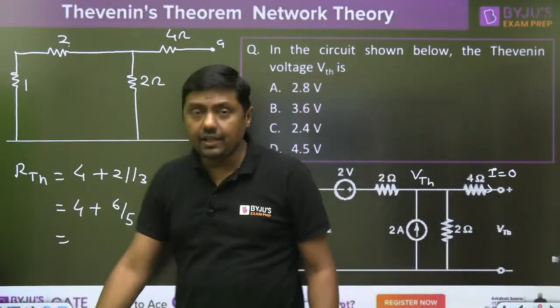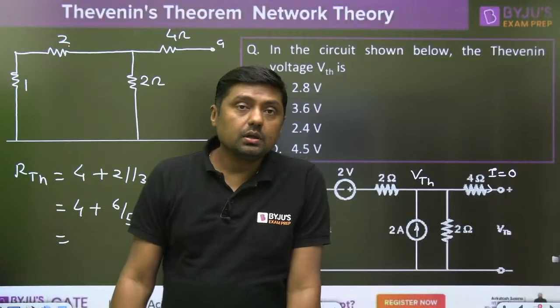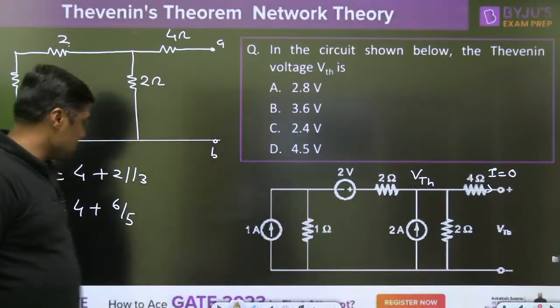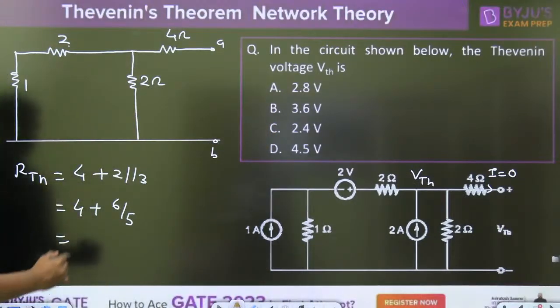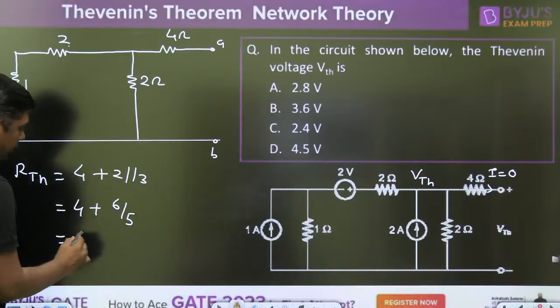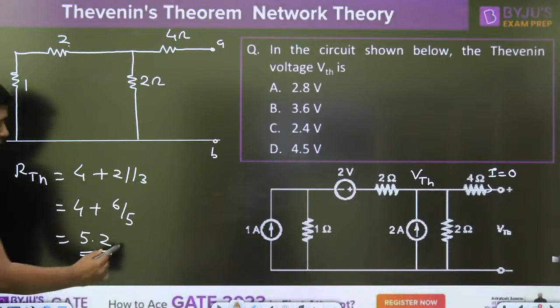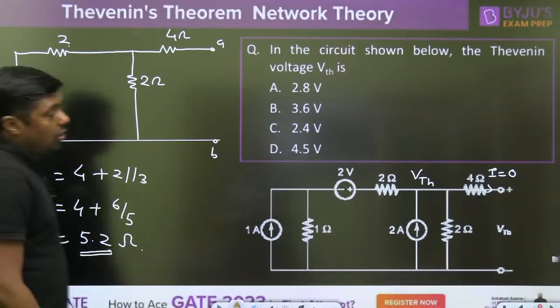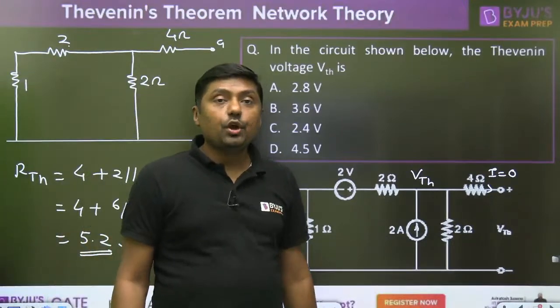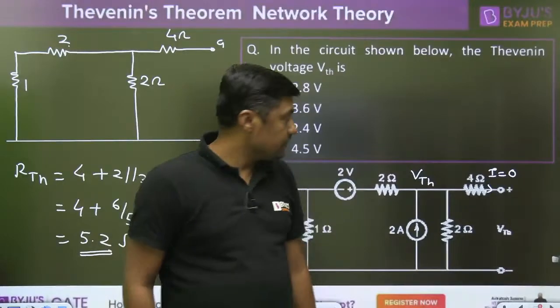Okay, easy? Right. Yes, this is 26 by 5, or simply we can say 5.2 ohm. Okay then, so that is done with this. Now next question.